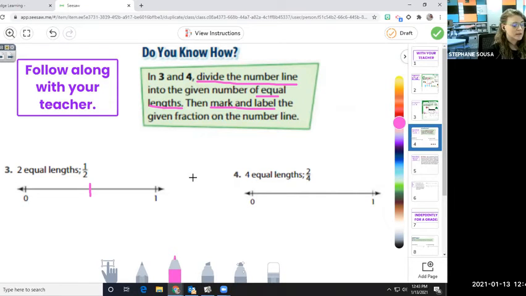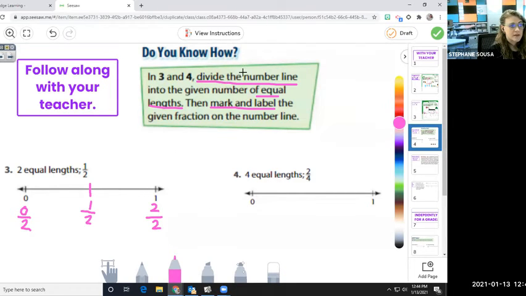Step 3, label the fractions. This is 0 halves. This is 1 half. This is 2 halves. Remember that 0 halves is the same as 0 or nothing. 2 halves is the same as all or 1 whole because you have both pieces. 1 half is in the middle.